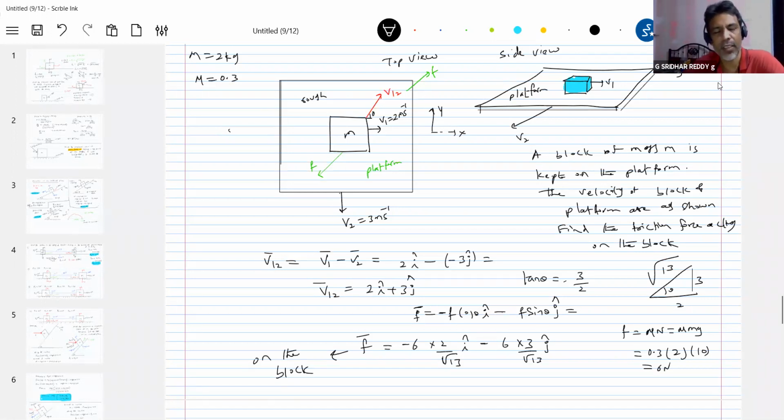So the friction will always act to oppose relative motion, not to oppose the motion. So here you should not show the friction direction opposite to velocity, but opposite to relative velocity.